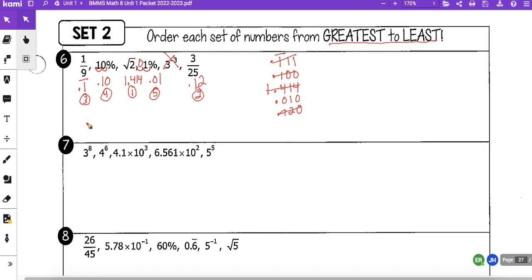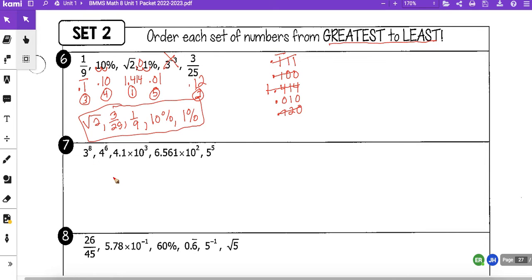So now we're going to write the original. So the square root of 2 is going to go first. Then second is 3/25. Okay, third is 1/9. Fourth is 10%. And finally, the fifth and final one is 1%. Okay, so this is greatest to least or descending order.